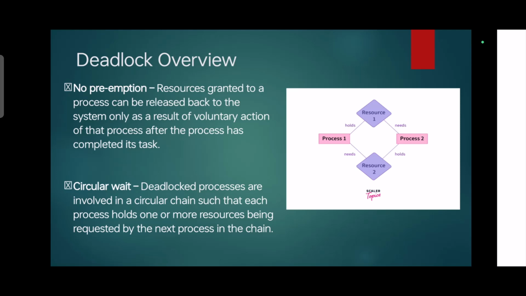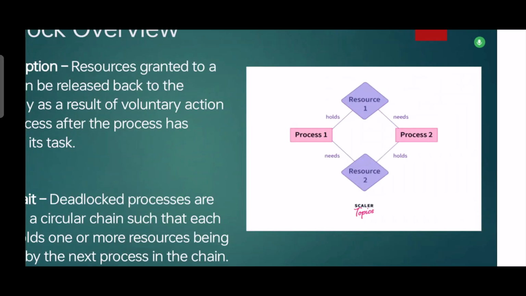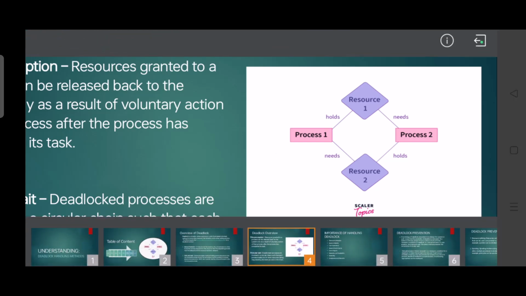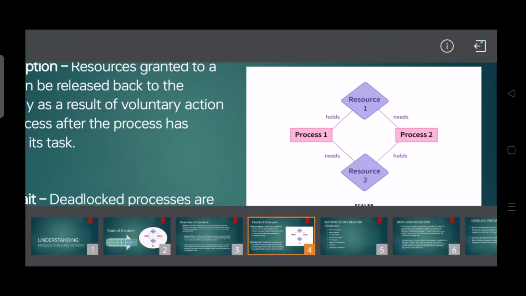Here we can see that process 1 and process 2 are on hold. In the diagram, process 1 is on hold because it needs resource 1 from process 2, and in the same way process 2 is on hold because it needs resource 2 from process 1. This pattern followed by these two processes forms a deadlock condition, and to handle this condition we will be learning some algorithms.